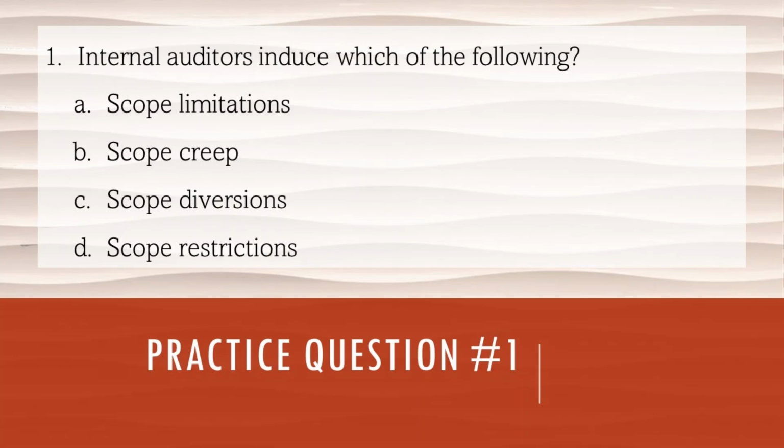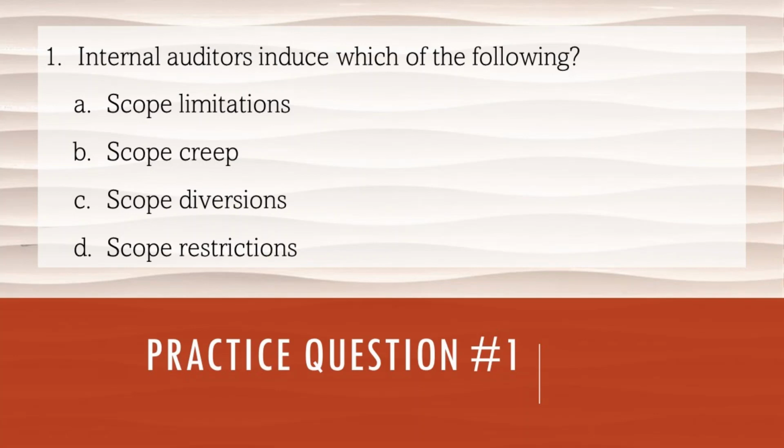Scope diversions is pretty much the same thing, saying, hey, let's not look at that. Let's look at this instead. So when we go in, internal auditors normally have a pretty focused objective and set of areas that we want to look at. But management may push back and say, hey, this isn't ready yet, or hey, we're still developing this area.